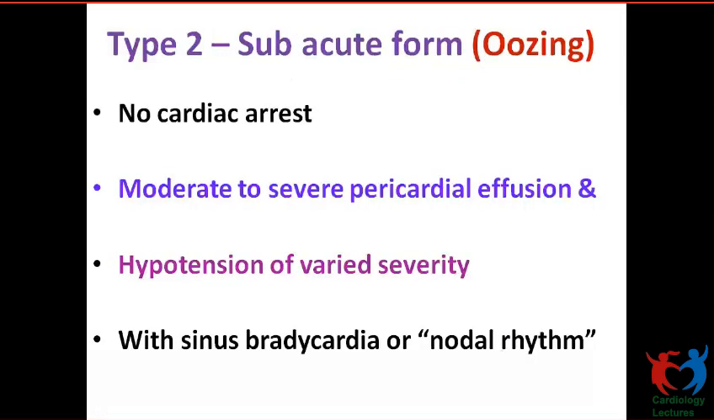So type 2 is the subacute form. Here there is no cardiac arrest. There is an ooze, so there will be a collection, moderate to severe pericardial effusion, and hypotension of varied severity. They may have sinus bradycardia earlier, sometimes without any P waves.